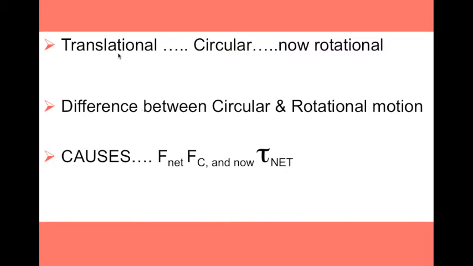What causes a change in translational motion is a net force. What causes a circular motion was a centripetal force, which was also a net force. And now what causes rotation is a net torque. This is a Greek letter tau that we use to represent torque. And torque is a vector. It needs a magnitude and a direction. So if we're going to talk about the direction of something rolling or spinning, I can't say left to right. My directions are going to be clockwise or counterclockwise.